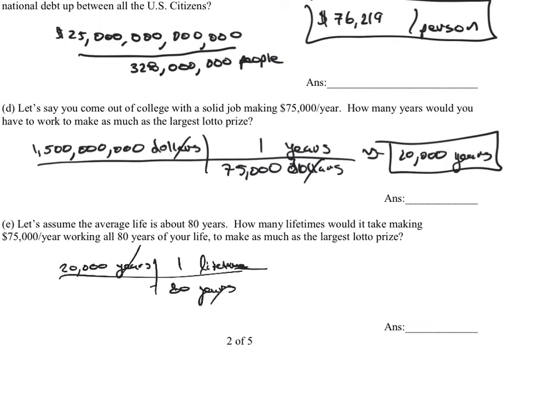Okay, so this is going to tell me how many lifetimes I have. So in my calculator, I'm doing 20,000 divided by 80. Go ahead and do that now. And I'm getting about 250 lifetimes. Okay, that's ridiculous. It would take me 250 lifetimes to be able to make this money.